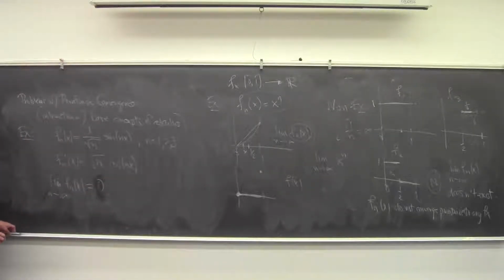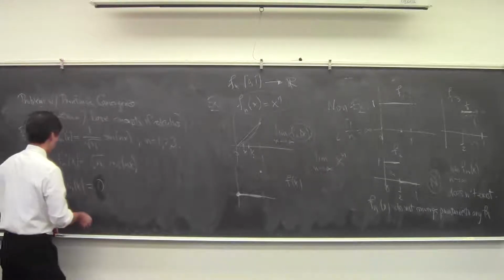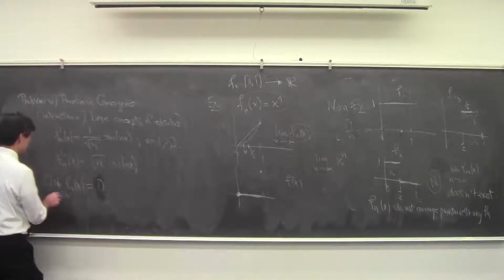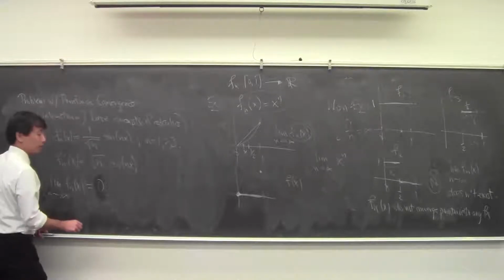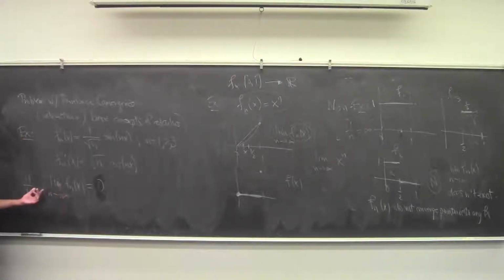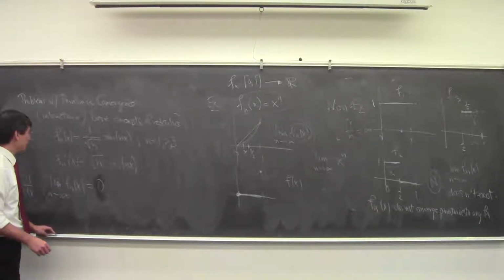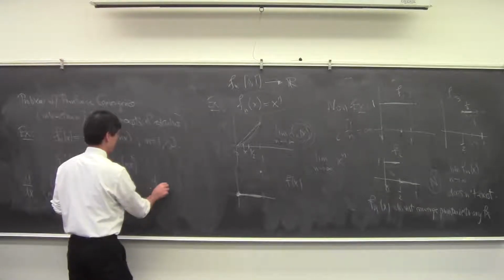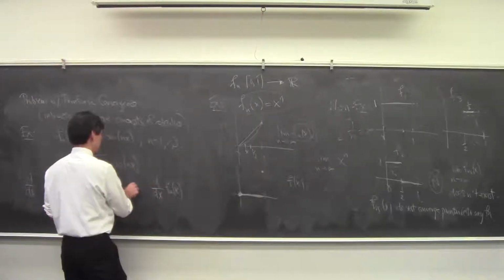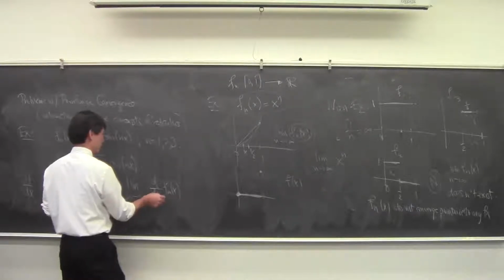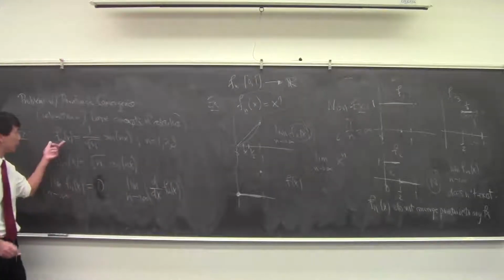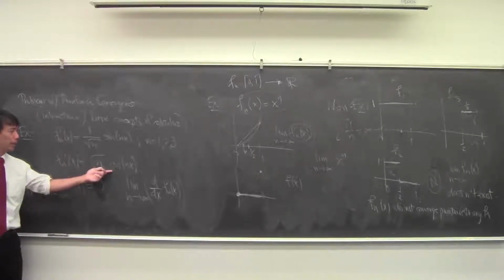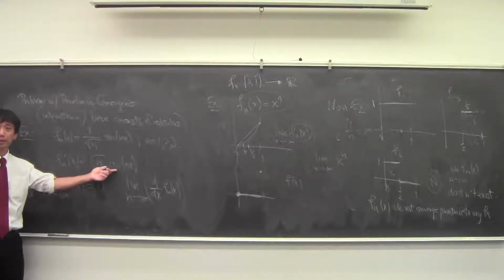And if I take the derivative of that, I still get 0. The limit is 0, and the derivative of the limit is 0 also. But if I take the derivatives of my functions first, and then I take the limits next, what happens then?